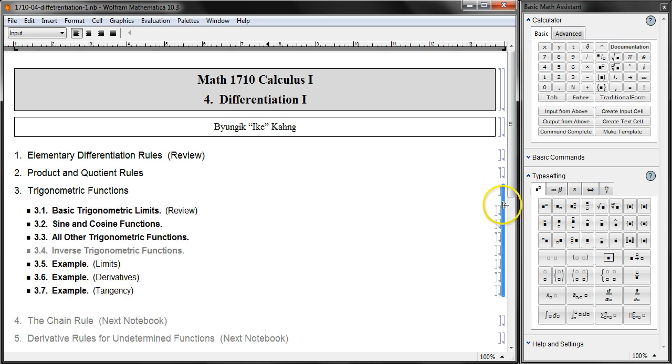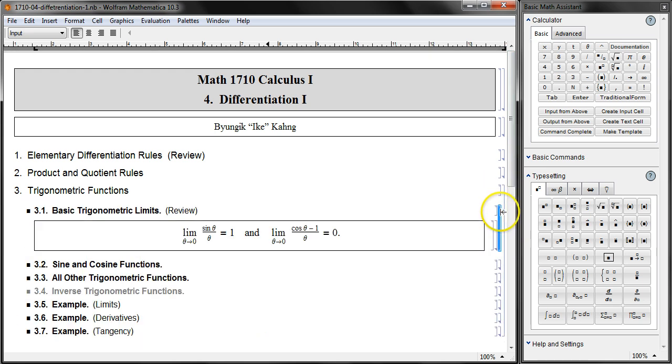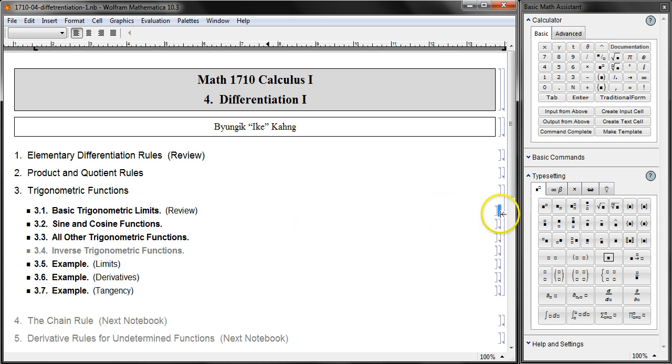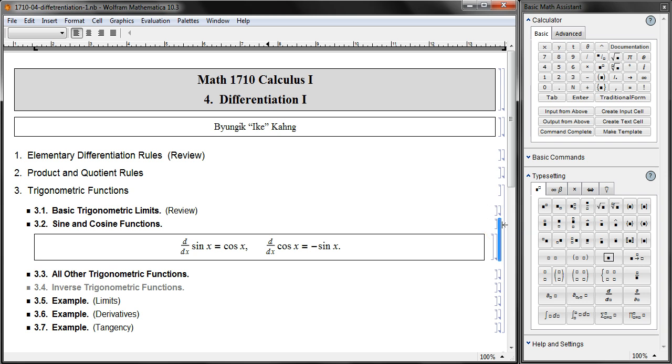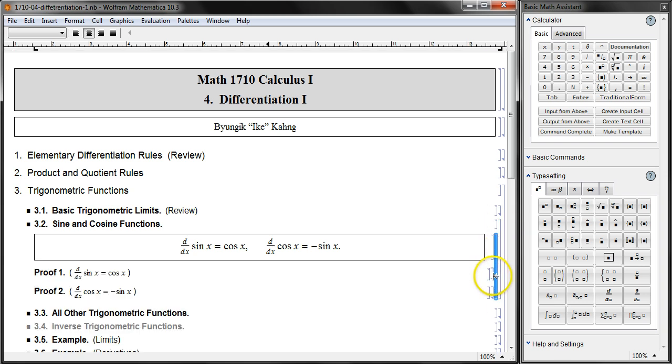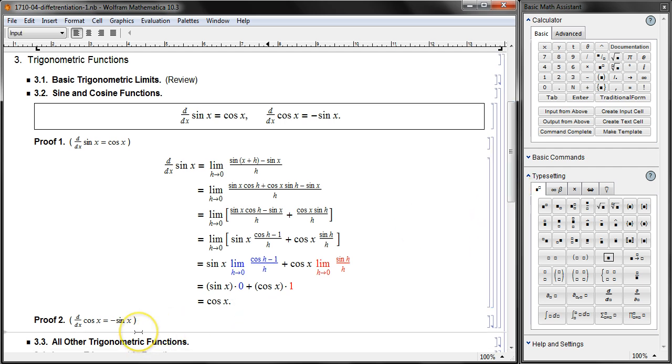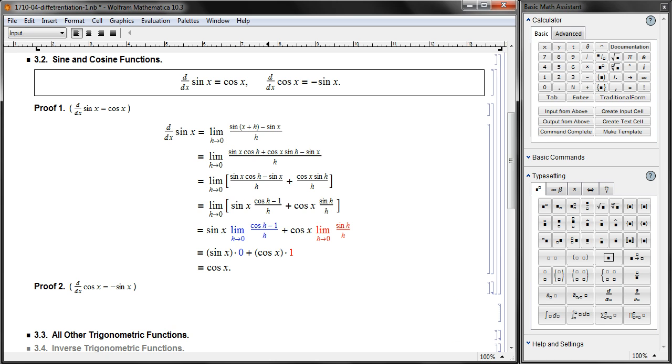In the previous video we talked about the proofs of these limits, and we're going to use these to prove the derivative formulae for sine and cosine. Okay, here we go. This is the proof of the derivative formula for the sine function.